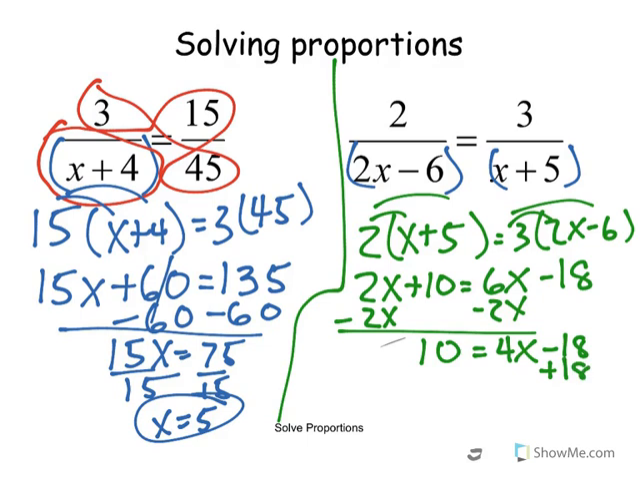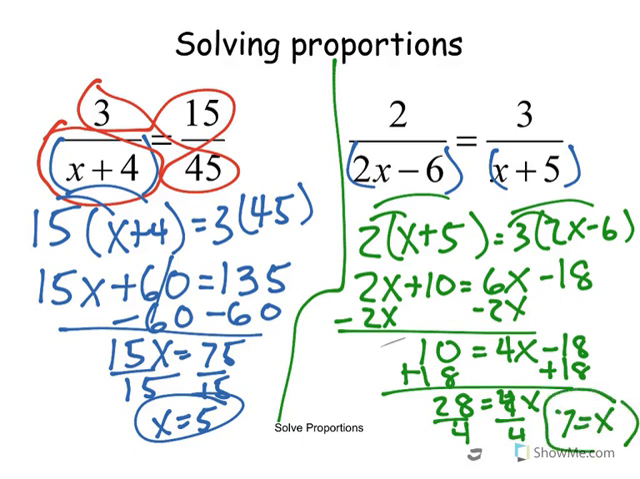I will add 18 on both sides. 4x equals 28. Divide both sides by 4, and I get x is equal to 7. All right, and if we check it on the left side, I'm going to end up with 2/8, which is 1/4, and on the right side, I get 3/12, which is equal to 1/4.